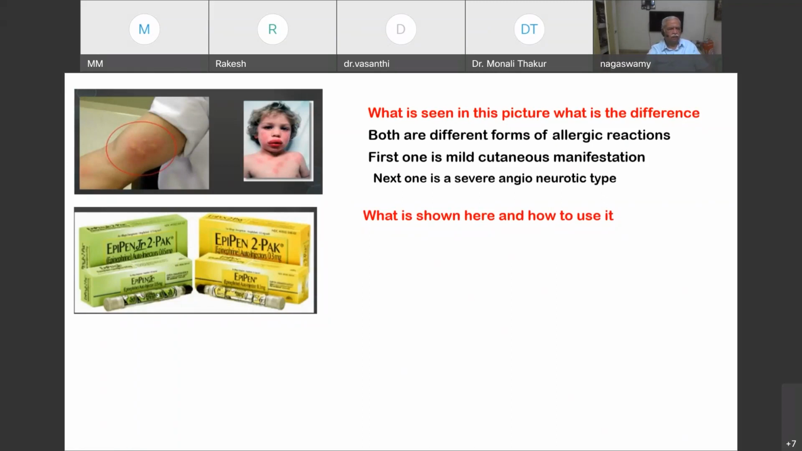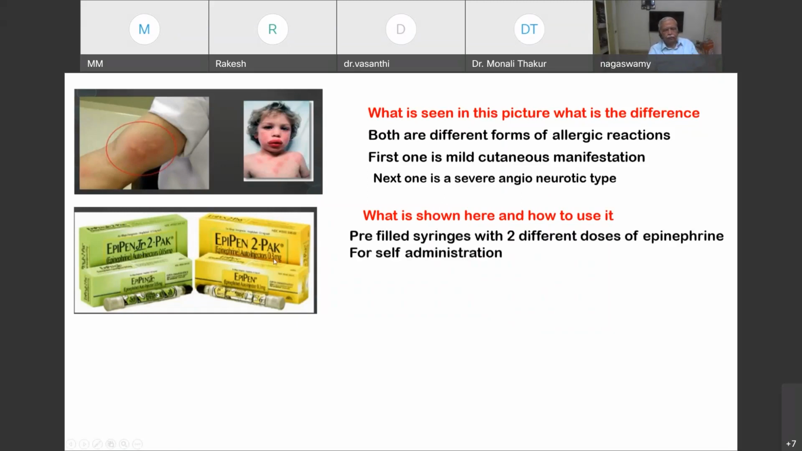So what is the drug that is present in this? Injection epinephrine. So it is called EpiPen Junior, EpiPen 2 pack. JR means junior. So the quantity is 0.15 and 0.3. So pre-filled syringes with 2 different doses of epinephrine for self-administration. In Western countries, patients very commonly get a lot of food allergies. So at home they may get this sort of picture. So the physicians ask them to keep these drugs ready at home and they can inject themselves.